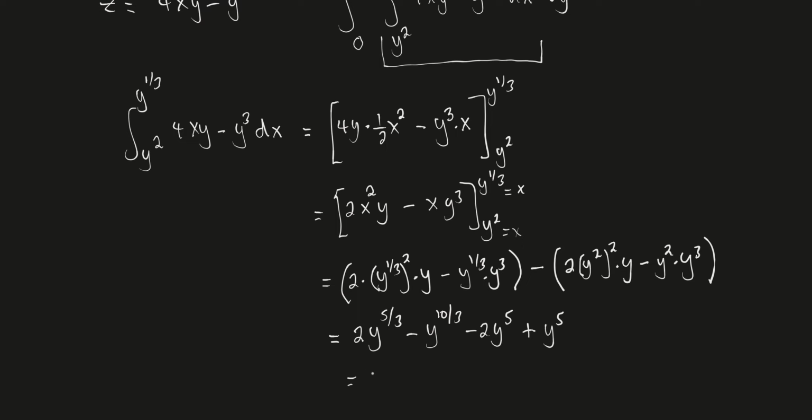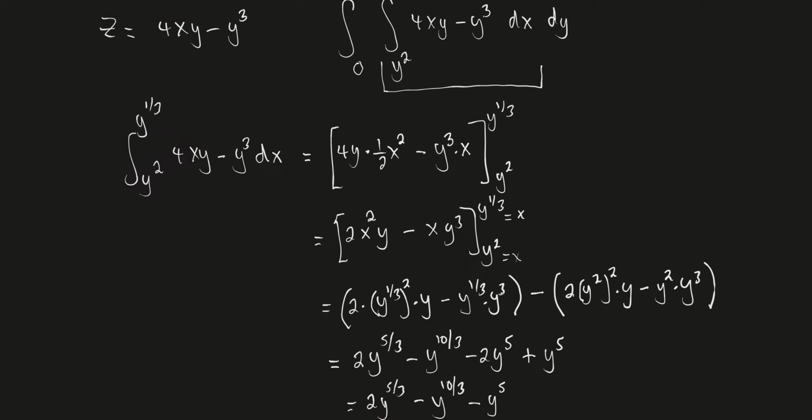So here's the simplified result for the first integral. So it's 2y to the 5/3 minus y to the 10/3, and then we end up having minus y to the 5th power. All right. So I would say that's the harder part. That's what we got done. And now we have to do the second integral.